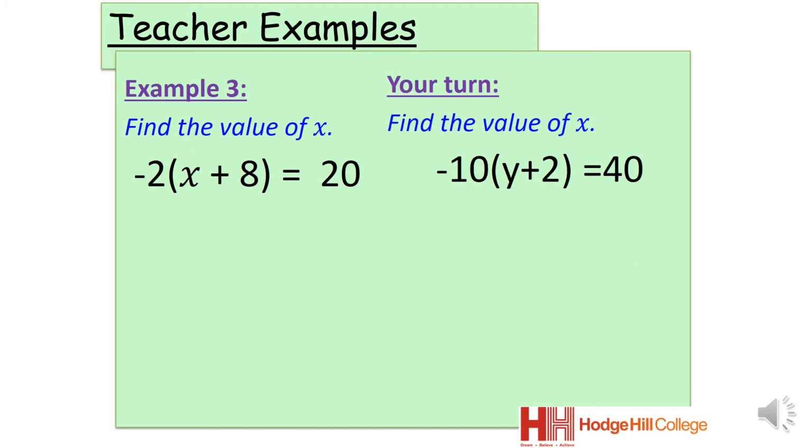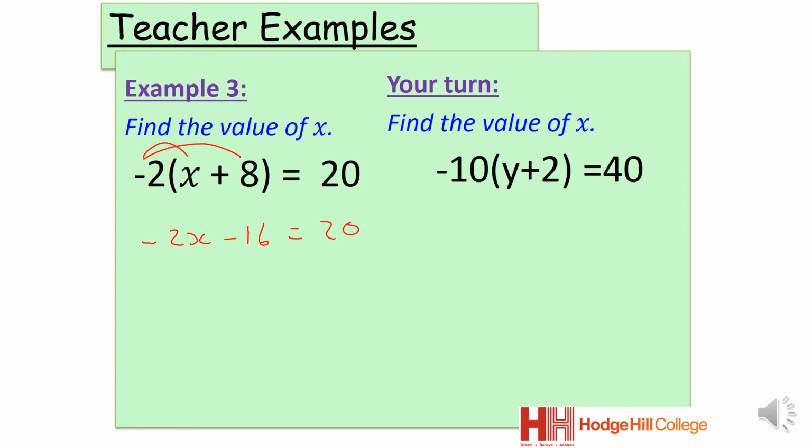This time round we have exactly the same thing, but this time it involves negative numbers. But we start off by doing the same thing. So like I've said before, in maths wherever you see brackets you need to expand them first. So minus 2 times x, which is minus 2x, minus 2 times positive 8, which is minus 16. Be careful on the negative numbers. So minus 2x minus 16 needs to equal 20.